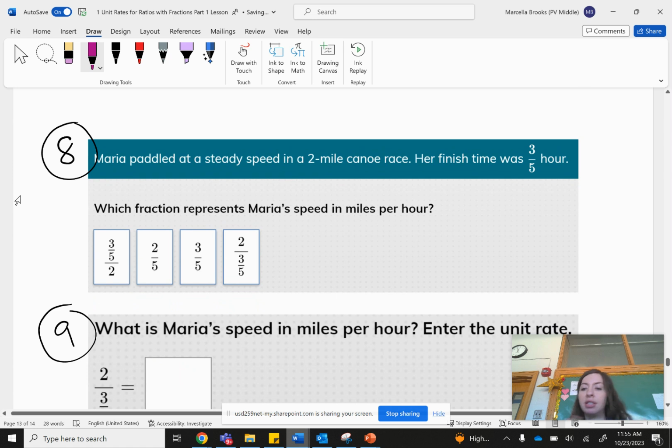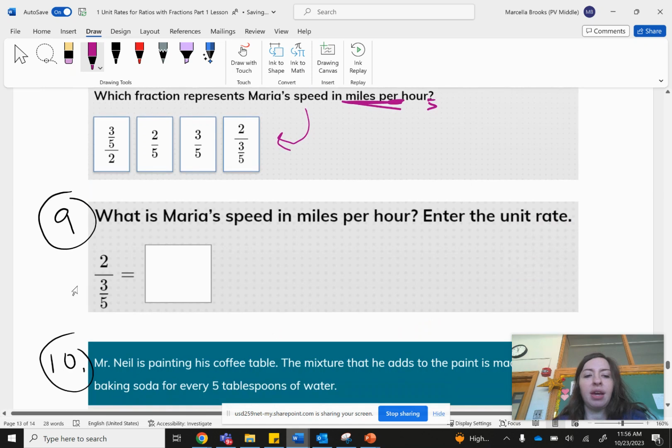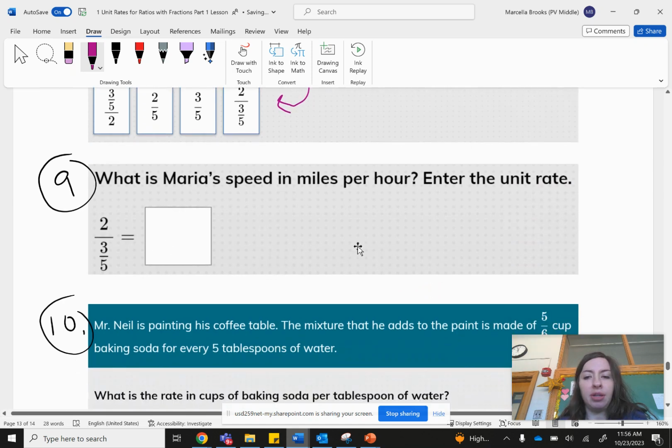Maria paddled at a steady speed in a 2-mile canoe race. Her finish time was 3/5 an hour. So which fraction represents her speed in miles per hour? Remember, miles per hour, so it should be miles over hours. That's my hint. And then I want you to calculate her speed. Okay?